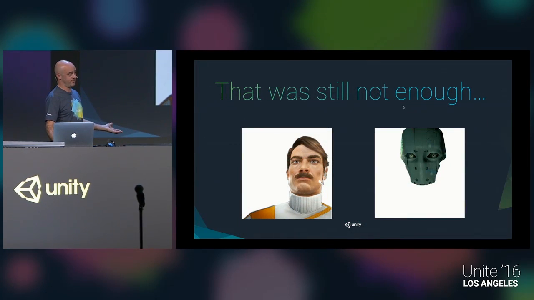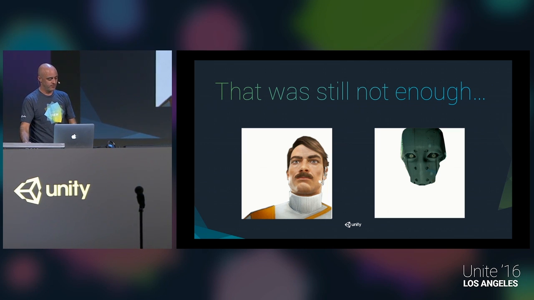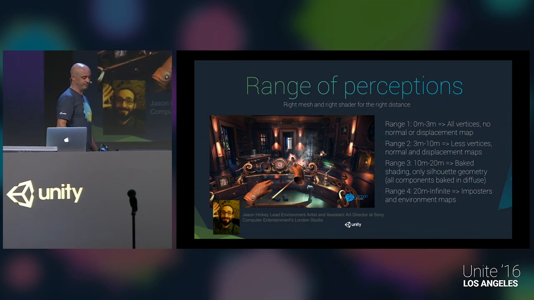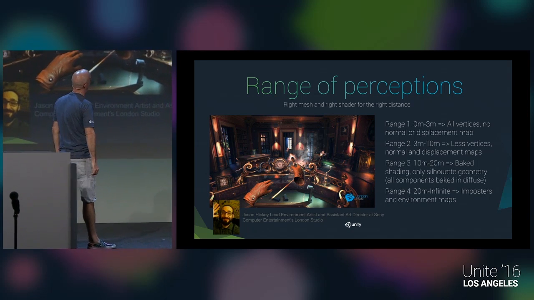It was still not enough. We still couldn't render everything we wanted to render. So where did we go? We started to move into the realm of super cheating. But first, I want to talk about the range of perceptions.